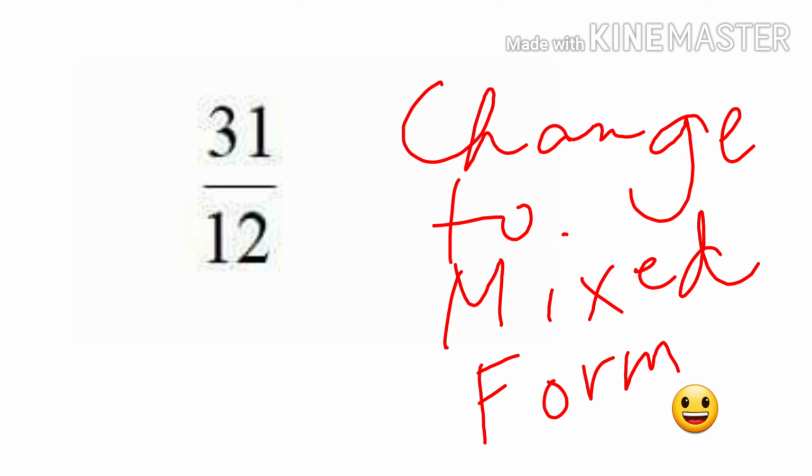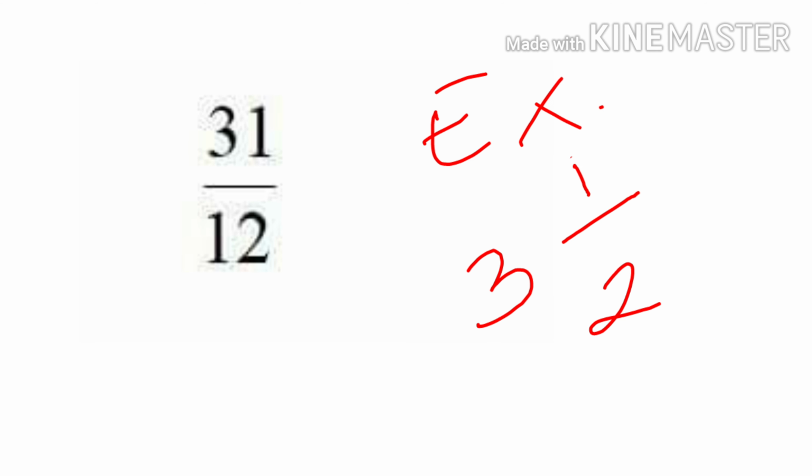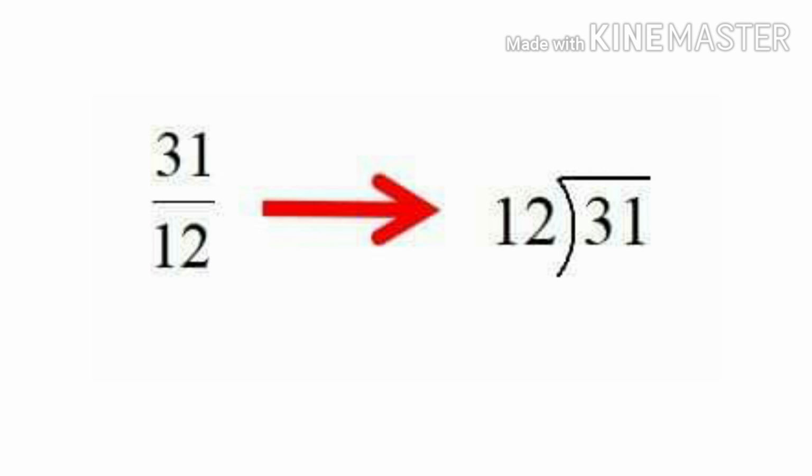A mixed form would have a whole number and a fraction. So how would we be able to come up with a whole number and a fraction? Let me show you. What you are going to do is to divide 31 by 12. So when you do division, please be careful because sometimes this is a misconception. Sometimes the kids would put the number 12 inside the division symbol. So that should not be the case.